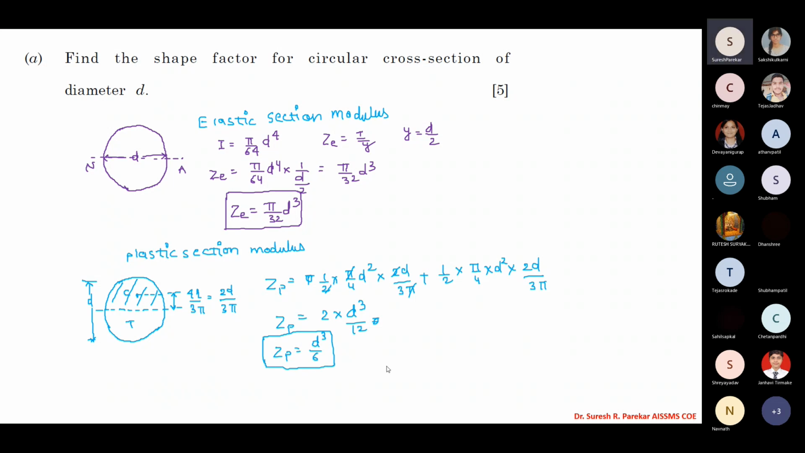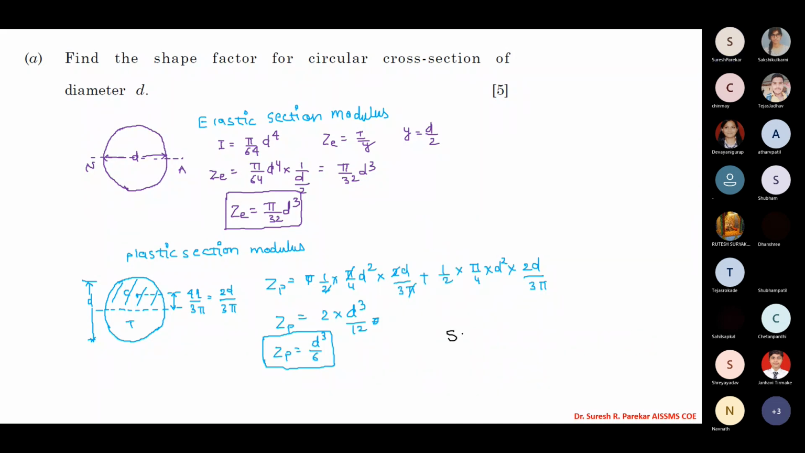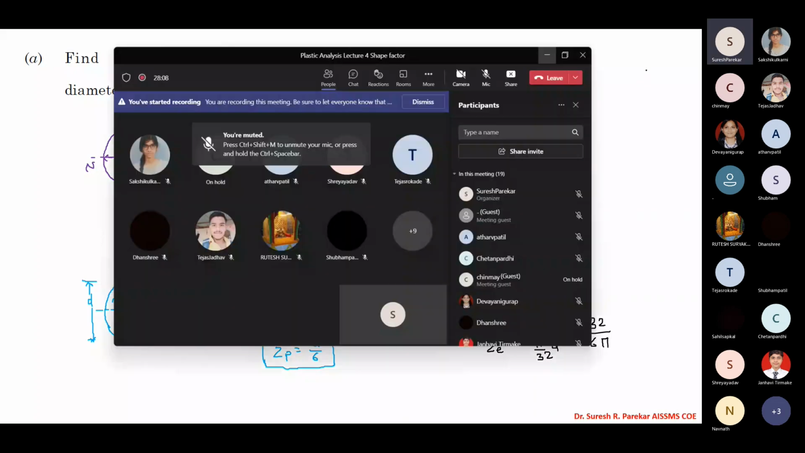And then we have shape factor. We have shape factor S equal to Zp upon Ze. Zp we have d cube by 6 and Ze pi by 32 into d cube. And this becomes 32 upon 6 pi. Now check the answer.